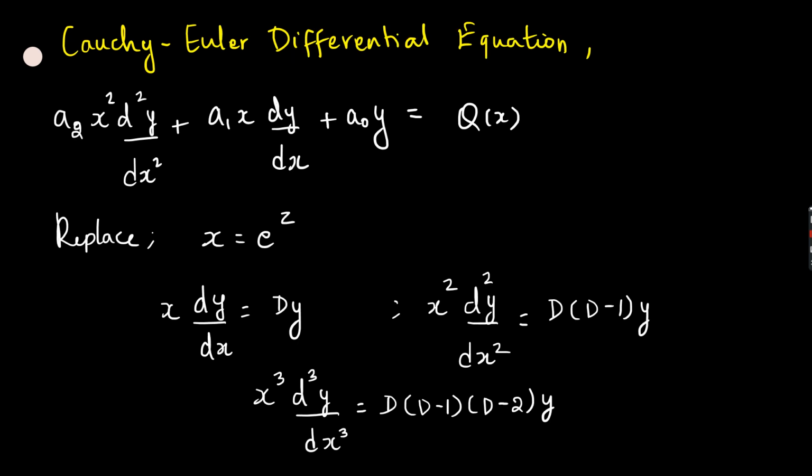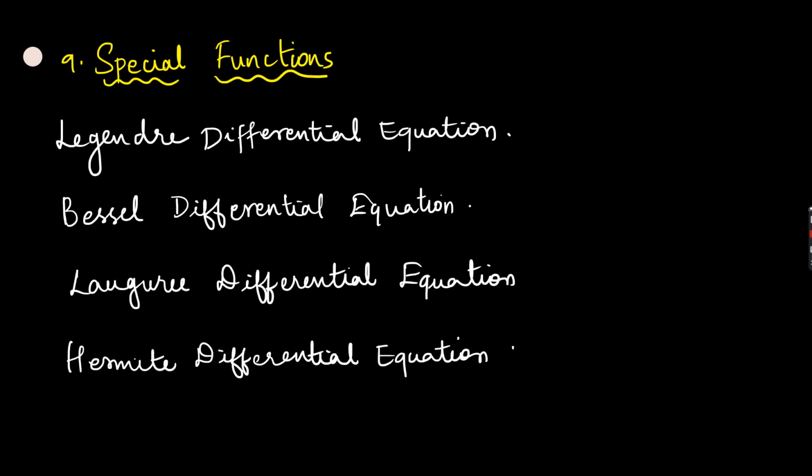Next is the Cauchy-Euler differential equation. I think it was asked last year or before that. So if your equation is of this type, that is x square d square y by dx square, plus x dy by dx, plus y, and so on, then you have to replace x by e power z, x dy by dx as Dy, and x square d square y by dx square as D into D minus 1 into y, and so on. So that is the basic thing, and you're going to get either a homogeneous form or a non-homogeneous form. Then you have to solve for that.